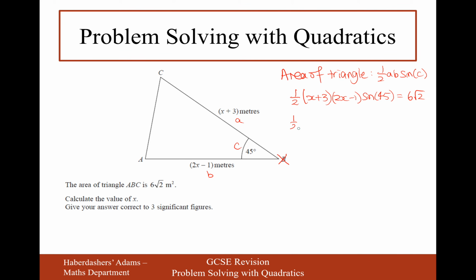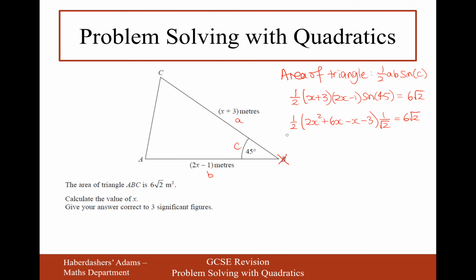So let's now expand the brackets. 2x squared minus 6x, so plus 6x, minus x, and then minus 3. And sine 45, we all know that is 1 over root 2, or root 2 over 2, however you prefer it.